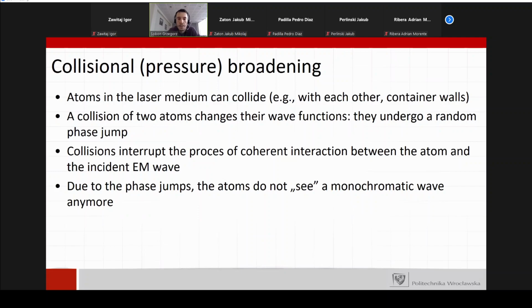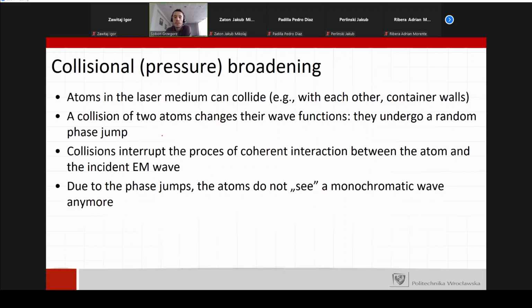The second reason for broadening of laser lines is so-called pressure broadening, also called collisional broadening. This can be seen especially in gas lasers. A gas laser is just a container of some atoms in the gas form. As you can guess, these atoms move around in this gas mixture, and then they can collide with each other. These atoms can just bounce together. They can collide with the walls. They also collide with the mirrors.